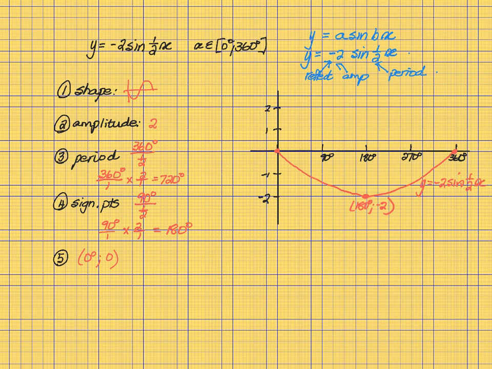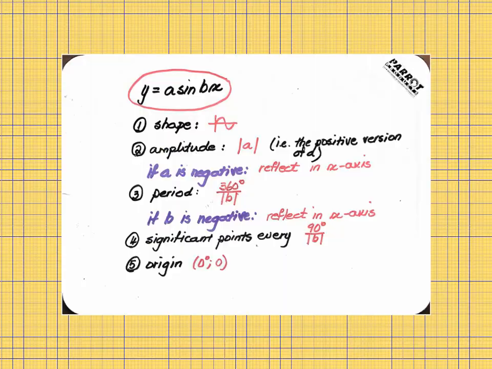And sometimes you don't get a whole one in. Sometimes you get 1.5 waves in. Things don't always fit into neat little boxes.